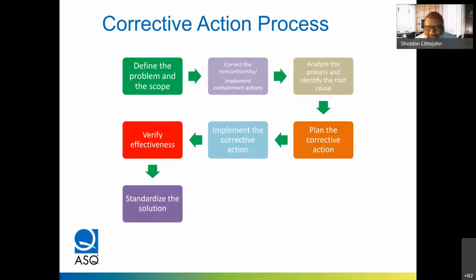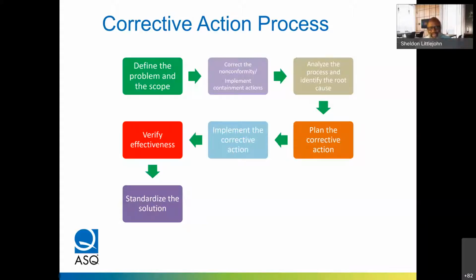Then we move on to verifying the effectiveness, and the process at that point may not be linear anymore. We may have to take different actions depending on the outcome of that step. And then we move on to standardizing the issue. Pretty much this depiction captures, or can be applied to, most corrective action processes.